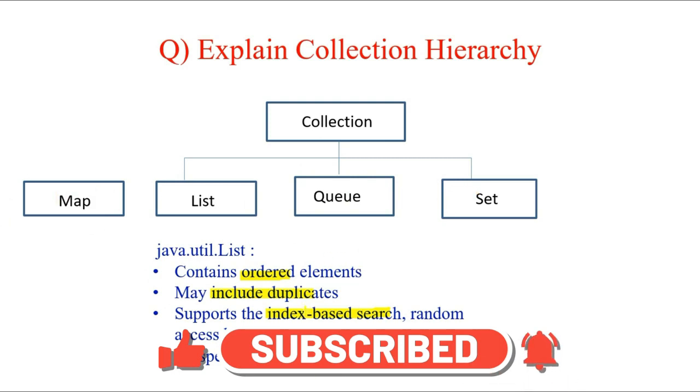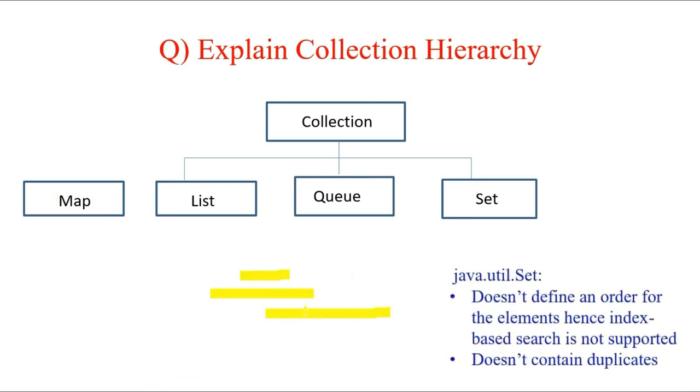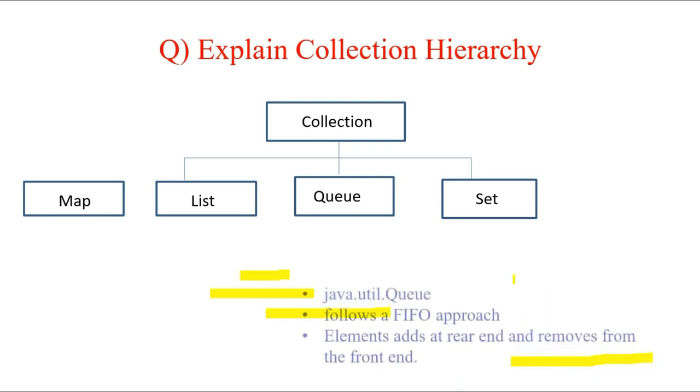So let's consider the second one, the set. Set does not define any order for the elements, hence index-based searches are not supported, and it does not contain duplicates. So this is how list and set are different from each other. A list is allowed to have ordered insertions and index-based searches, which is not allowed in set. A list can contain duplicate elements, but a set cannot. So can you see how we can differentiate them? Now let's cover the other ones.